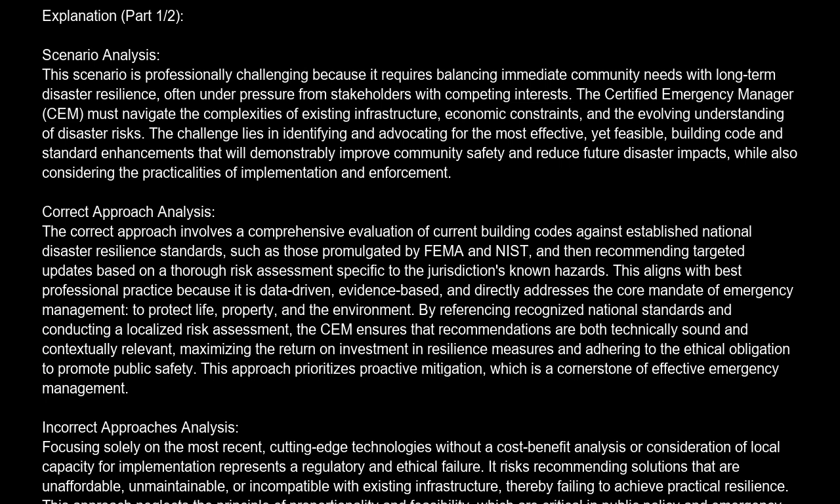Incorrect approaches analysis. Focusing solely on the most recent, cutting-edge technologies without a cost-benefit analysis or consideration of local capacity for implementation represents a regulatory and ethical failure. It risks recommending solutions that are unaffordable, unmaintainable, or incompatible with existing infrastructure, thereby failing to achieve practical resilience. This approach neglects the principle of proportionality and feasibility, which are critical in public policy and emergency management.